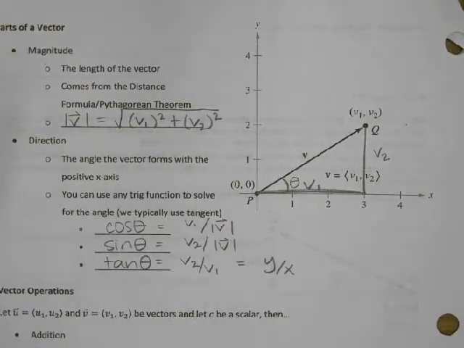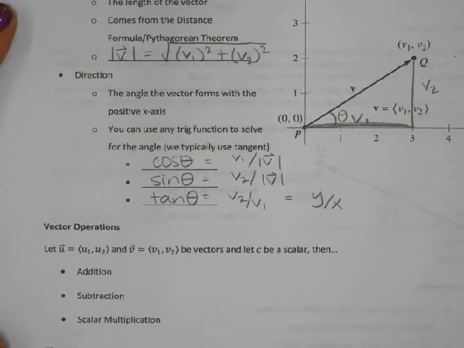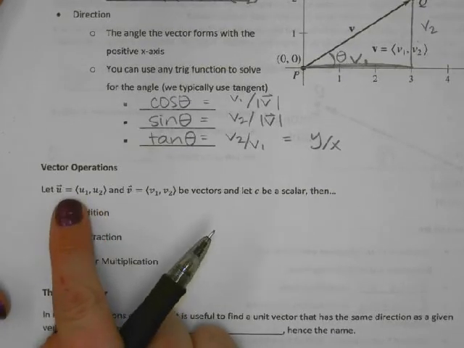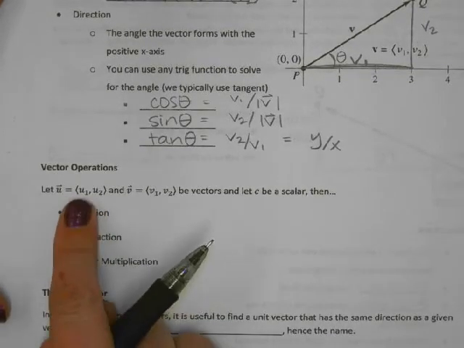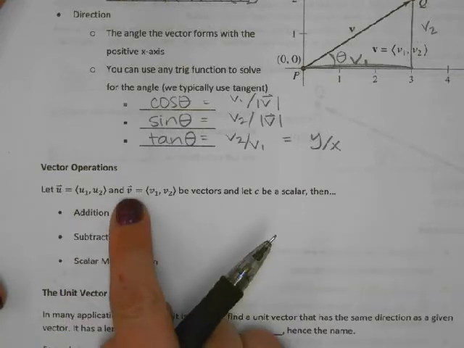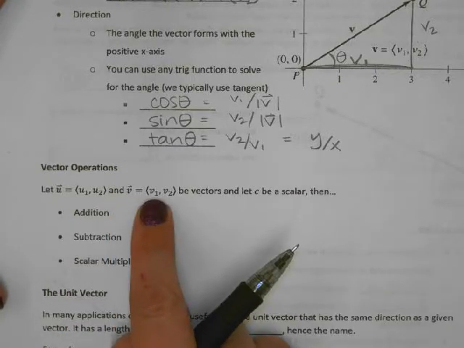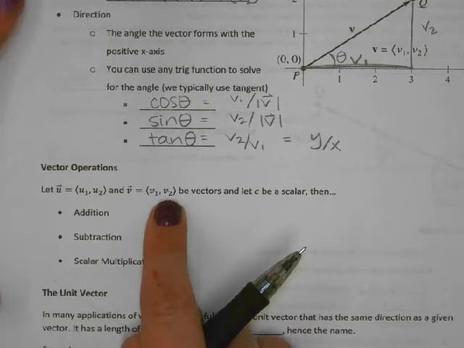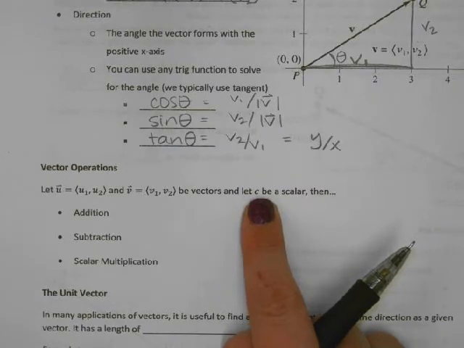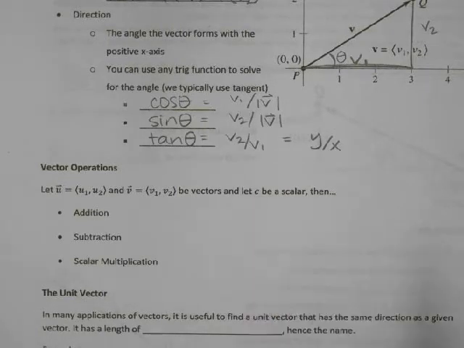All right, so next we want to look at some vector operations. So here we have 2 different vectors we're looking at. One is vector u, and the horizontal component is u1, the vertical component is u2. Then we have vector v with a horizontal component of v1, a vertical component of v2. And then we're going to have a scalar c. And a scalar is just kind of like if you make something 3 times as long, or you make it half as long, or you make it negative, or something like that. That's what a scalar is.